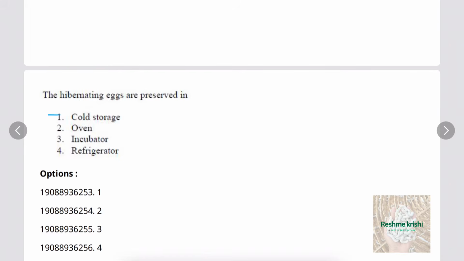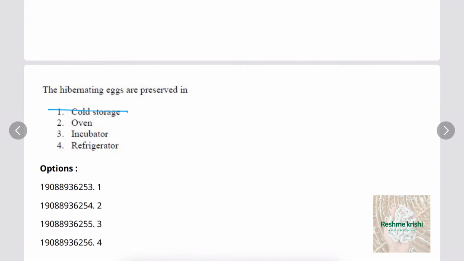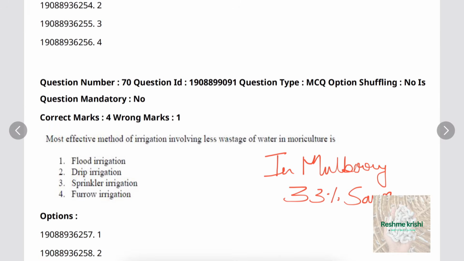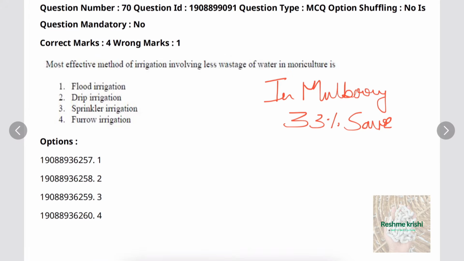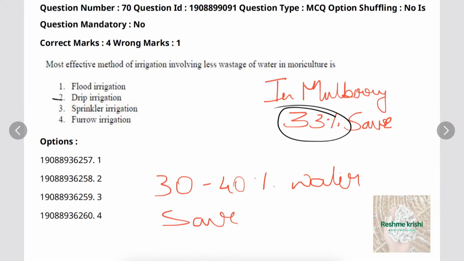Then hibernated eggs are preserved in cold storage. It's also simple. Seed technology. Most effective method of irrigation which involves less water in moriculture. See, in general, if we use drip irrigation, we will save 30 to 40% of water. In mulberry particularly, we will save up to 33% if we use drip irrigation. So the answer is drip irrigation.